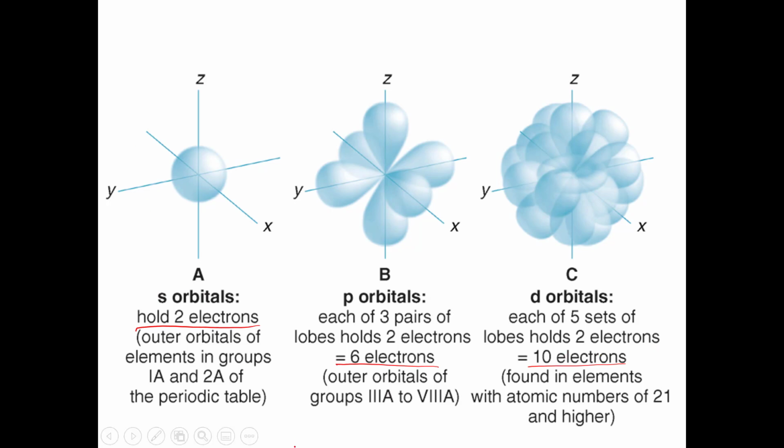Then the s orbital can hold 2 electrons. The p orbitals can hold 6 electrons. The d orbitals can hold 10 electrons. And you can see it's really hard to study the motion of the electron in this kind of space. It's complicated.